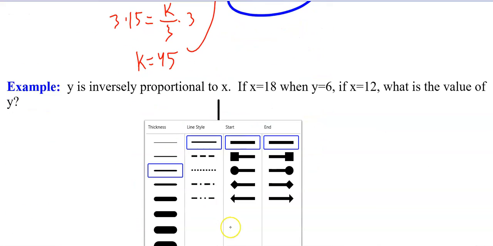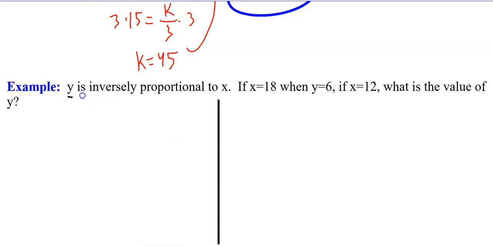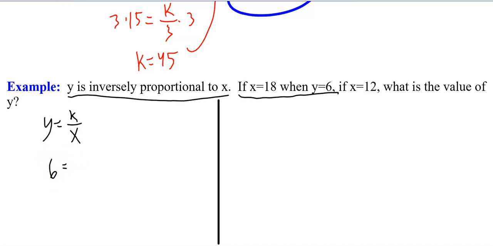Let's do this first with the equation and then with proportions. So y equals k divided by x. It's inversely proportional. X equals 18 when y equals 6. So y is 6, x is 18. Multiply both sides by 18. 60 and 48 is 108. So 108 equals k.